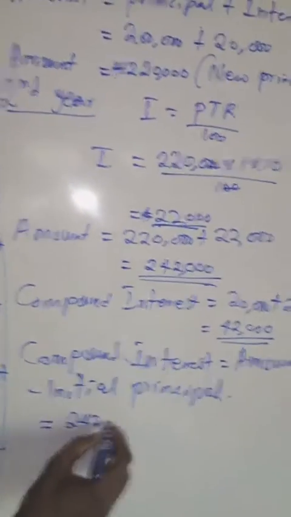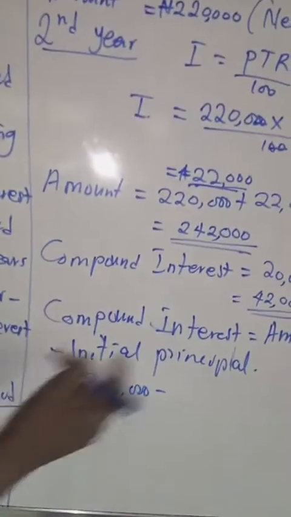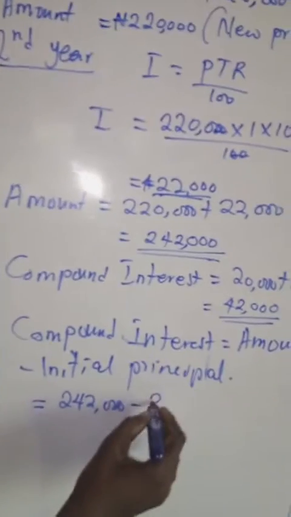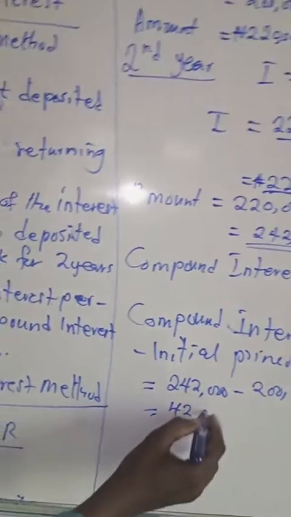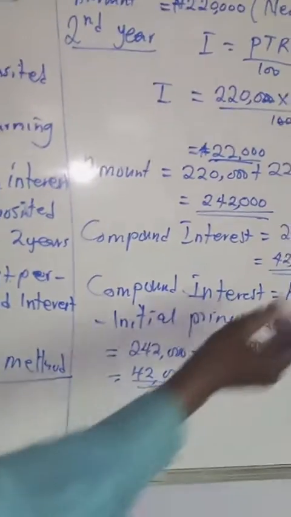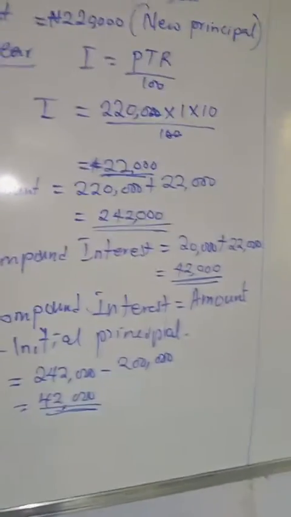Of course, it will still give us the same. My amount that I got is 242,000. Subtract the initial principal, which is what? 200,000. And this will give me 42,000. It's the same thing as this compound interest.